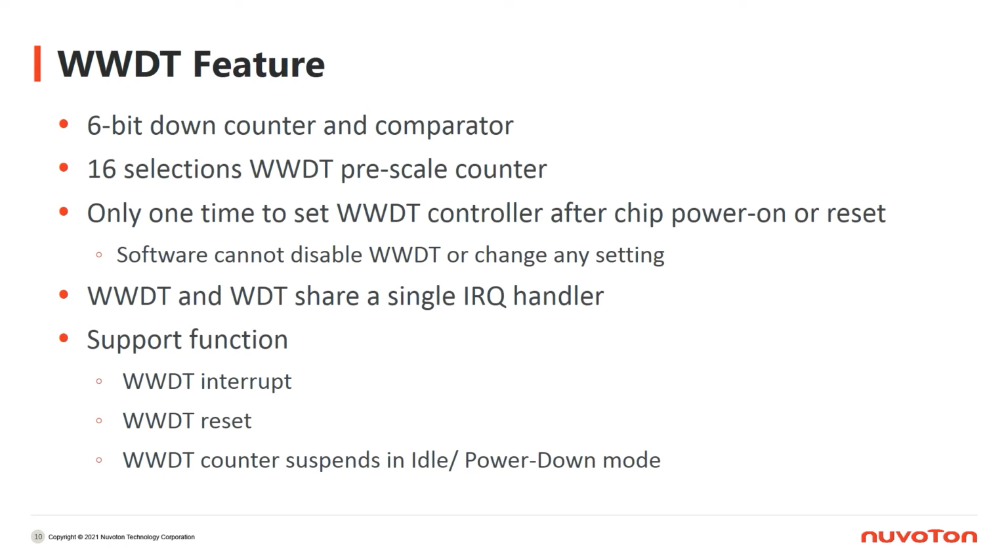WWDT has the following features. There is a 6-bit down counter and a 6-bit comparator. There are 16 selections of WWDT prescale counter. We only allow setting the WWDT controller one time after chip power on or reset. Besides, software cannot disable WWDT or change any setting. This is because we don't want the setting of WWDT to be modified by mistake during system abnormal status.